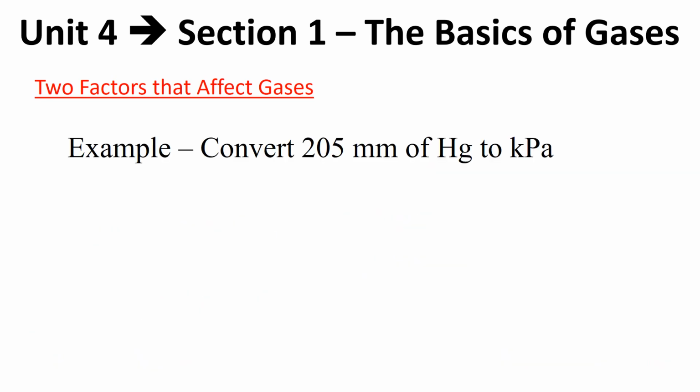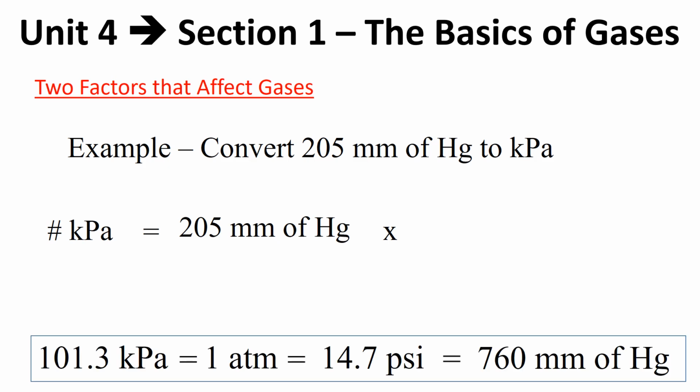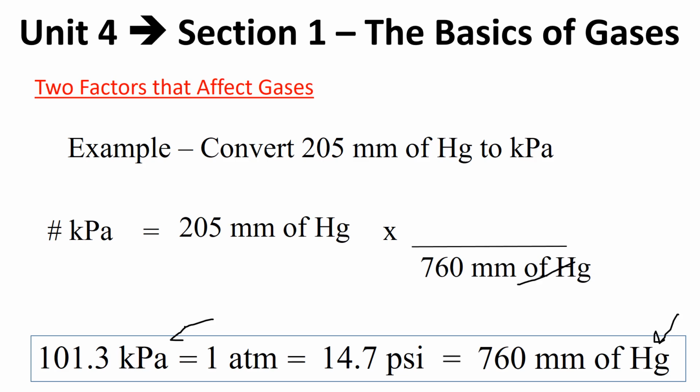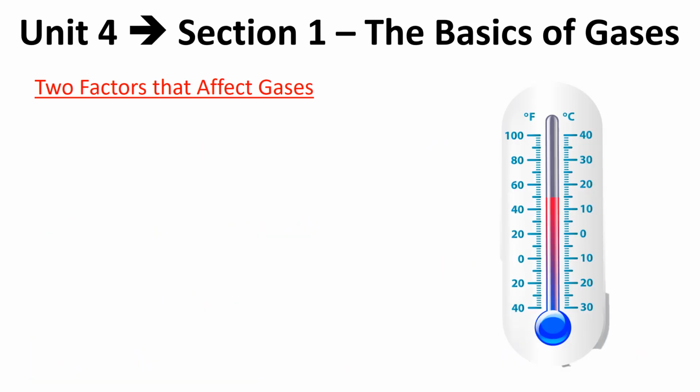A second example here, let's convert the 205 millimeters of mercury to kilopascals. So again, we'll write down what we're trying to find equal to what we know. X conversion factor. So now we're using our 101.3 again, and this time our 760 millimeters of mercury. We'll write the 760 on the bottom so we can do some canceling. 101.3 up top. So 205 times 101.3 divided by 760 should be approximately 27.3 kilopascals. And that is pressure for you.